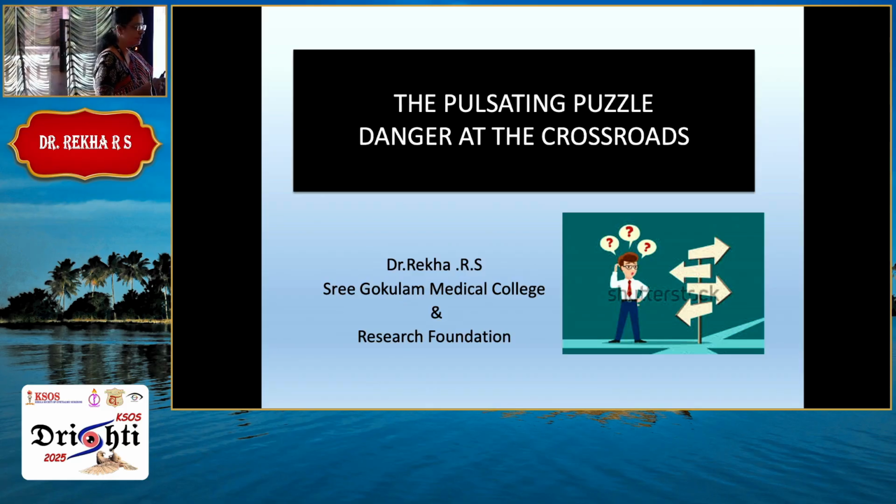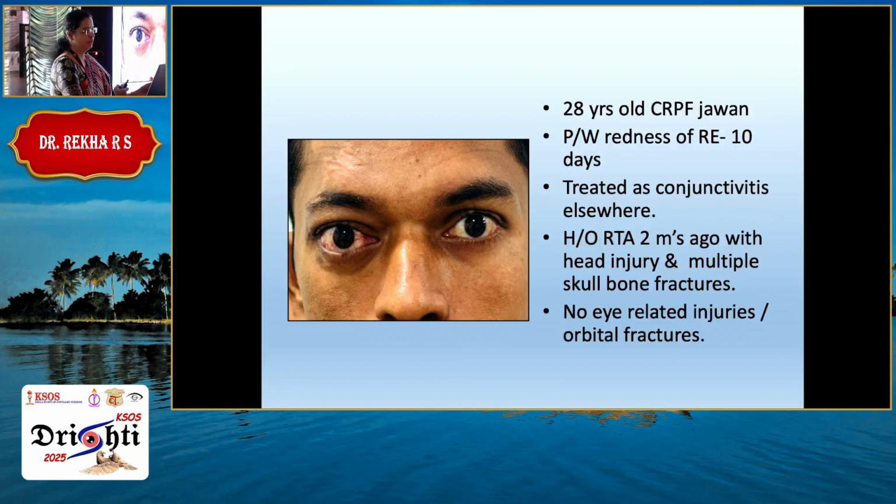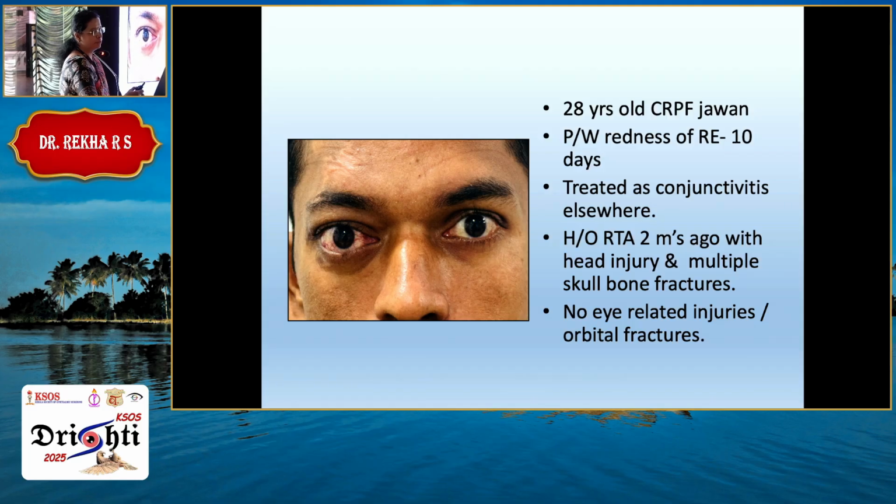So good morning. My talk is on the pulsating puzzle, danger at the crossroads. This is a challenging case with a twist at the end. My patient was a 28-year-old CRPF Jawan who presented with redness of the right eye of 10 days duration. He was being treated as conjunctivitis at multiple places. He gave a history of RTA 2 months ago with head injury and multiple skull bone fractures, but at that time there were no ocular related injuries.